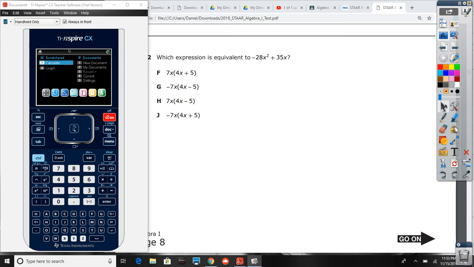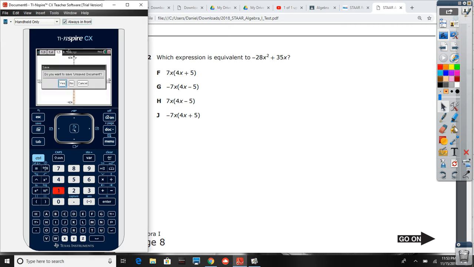And I'm gonna go ahead and create a new document like you would always do. Don't save anything, so say no. And I'm gonna add a graphs page because I already have my plan. My plan is to make a graph and see if they match. So I'm gonna start with my original one, which is negative 28x squared plus 35x. That's my first one.